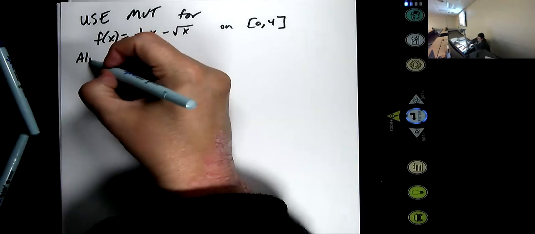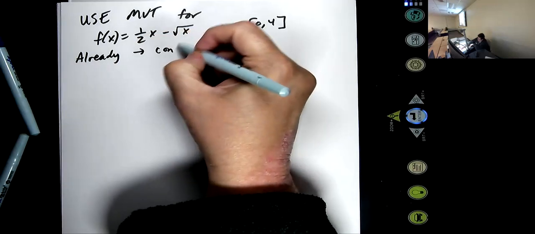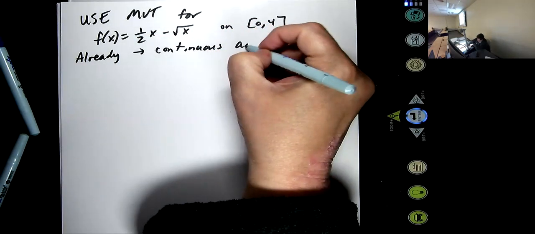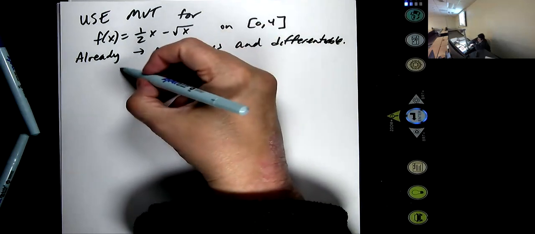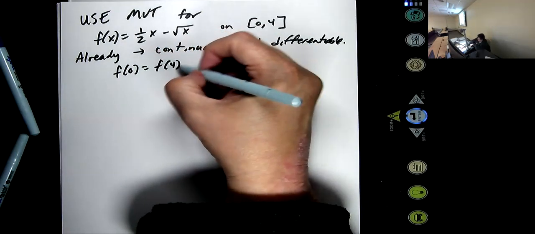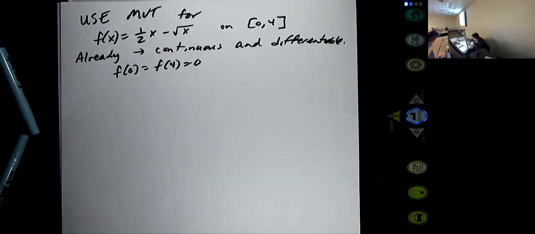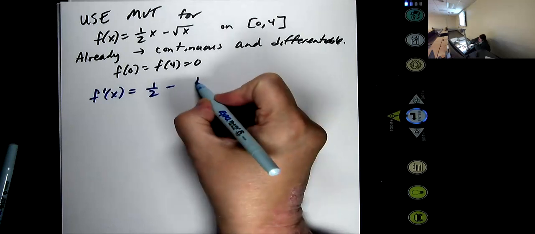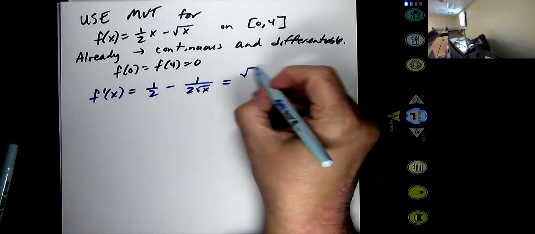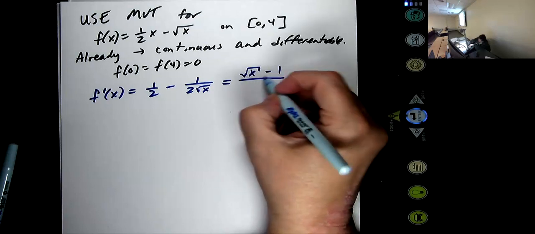We already showed for the Rolle's problem, it's continuous and differentiable. And we showed f of 0 equaled f of 4, which equaled 0. So when we do f prime, it was 1/2 minus 1 over 2 root x, which is square root of x minus 1 over 2 root x.